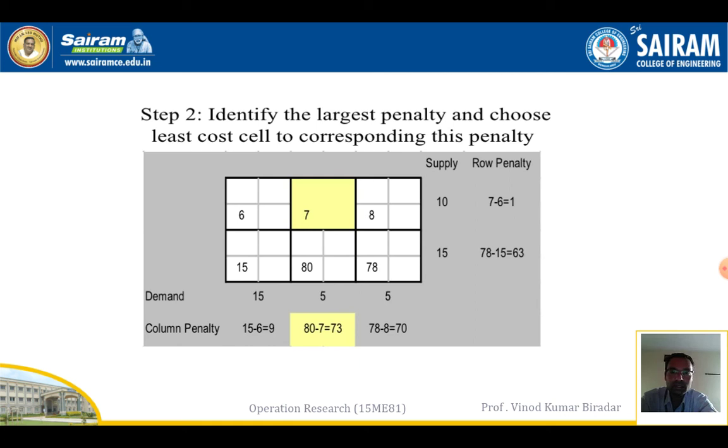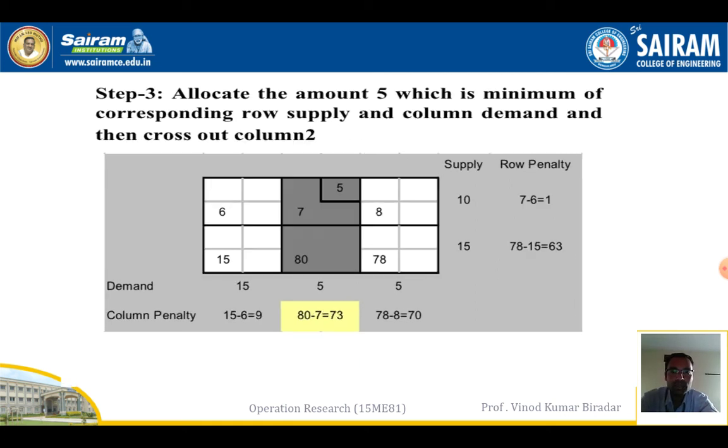And the supply is also large there, so just go and assign that value here. So here 7, so 5 is assigned to 7. After one assigning, you delete that entire row.